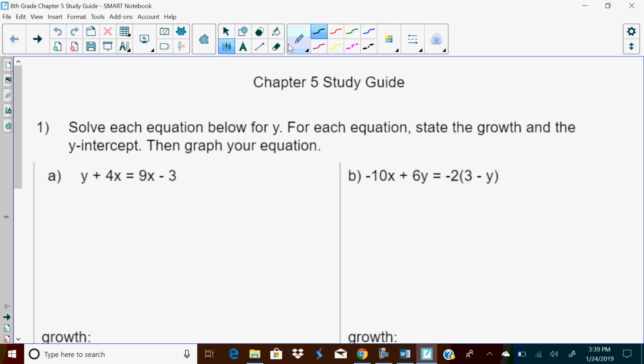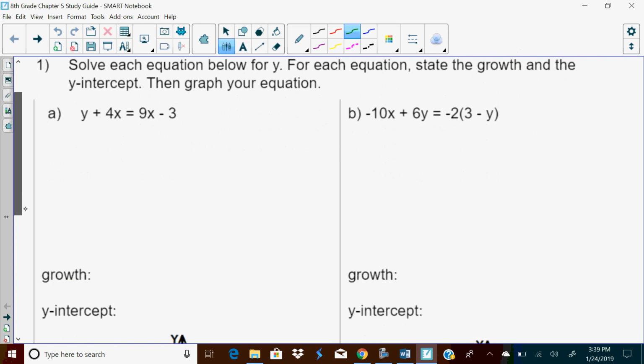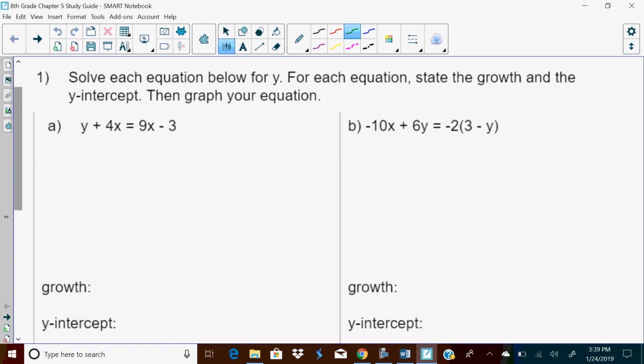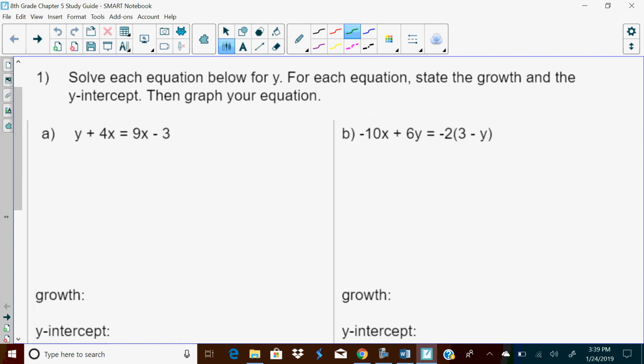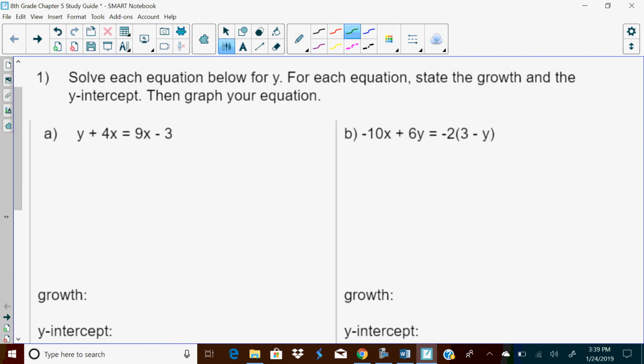For this first set of problems, we are solving each equation for y, and then for each equation, we're going to state the growth and the y-intercept, and then we're going to graph our equation. So for the first one, we want to get y by itself, so I'm going to subtract 4x from both sides. So those are going to cancel out. I'm going to get y equals 5x minus 3.